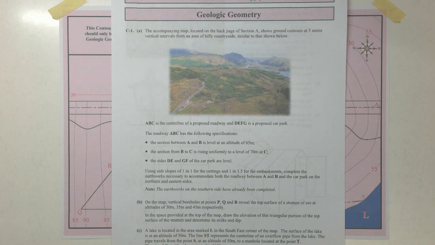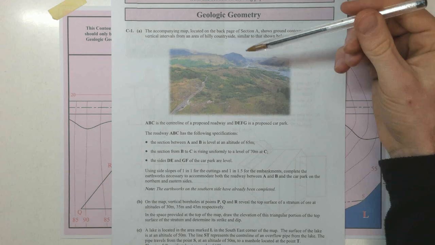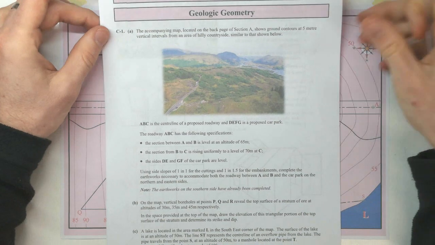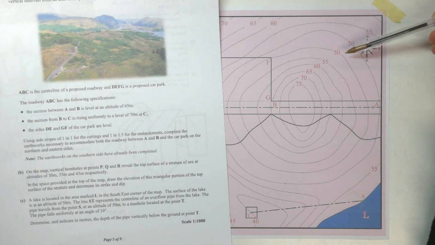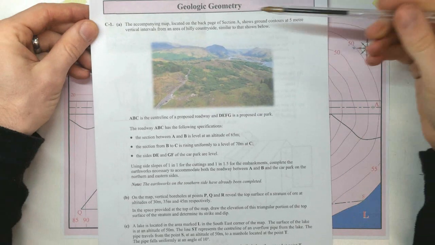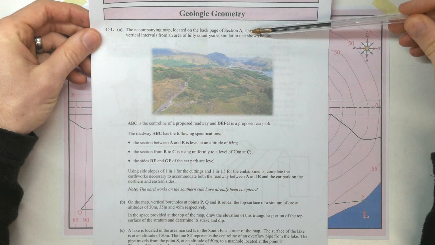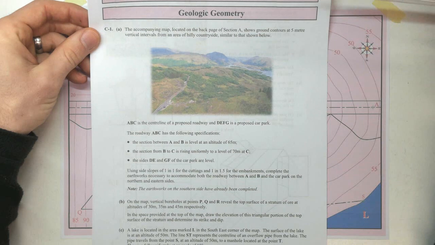Welcome to 2015 question C-1, the geological geometry question. So we've got our accompanying map here, and it shows ground contours at 5 metre intervals. It's from a hilly countryside similar to what's shown here in the image.